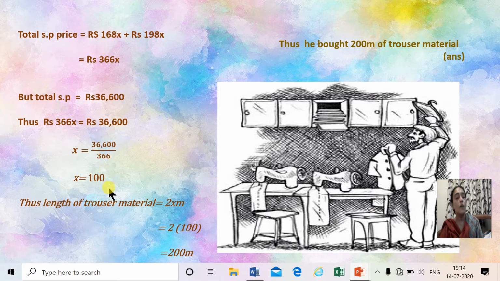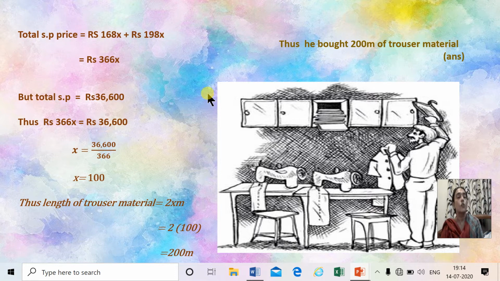Now we are asked the length of the trouser material. So the length of the trouser material is equal to 2x meters. That is 2 into 100, which is equal to 200 meters. So thus he bought 200 meters of trouser material. You can also similarly find the length of the shirt material, which will be 300 meters because it is 3x meters. I hope you are clear.